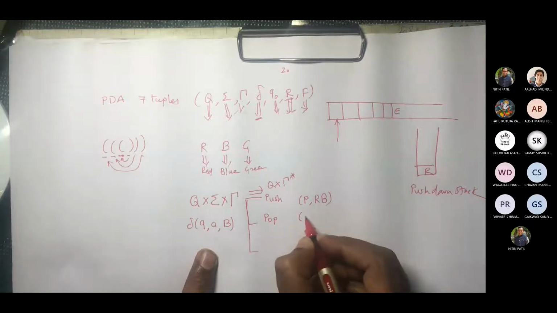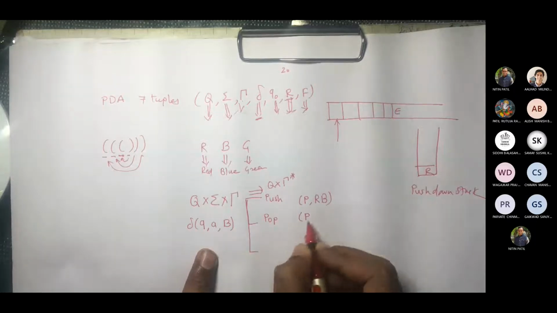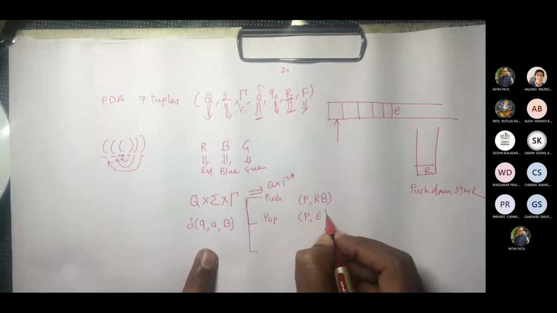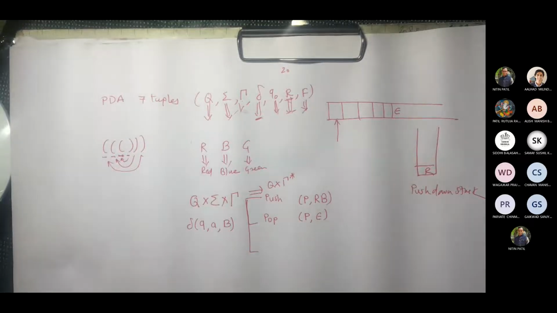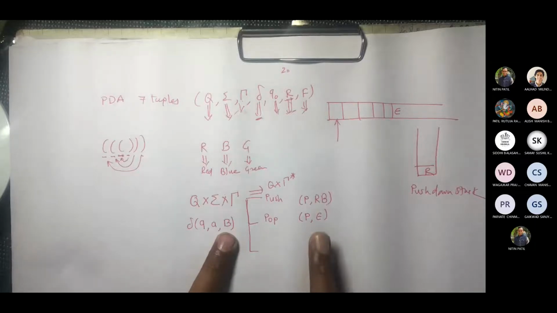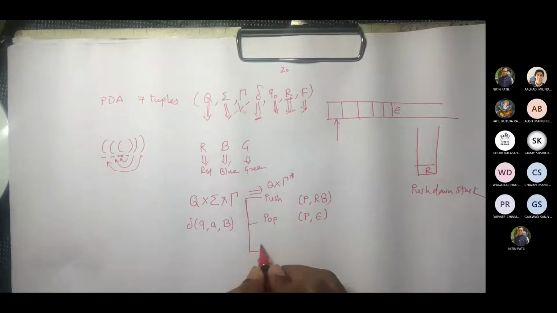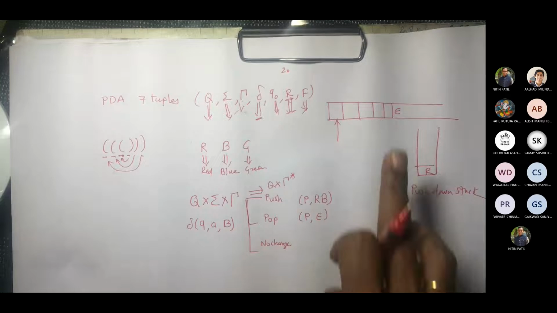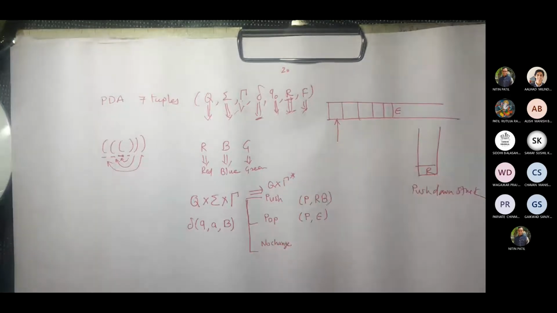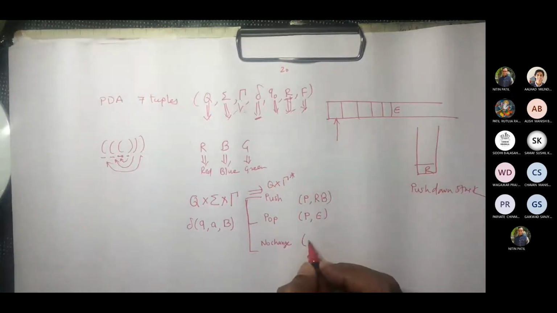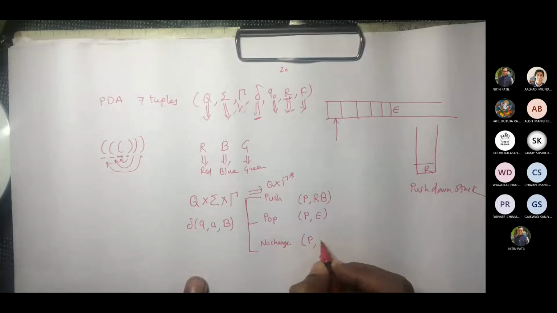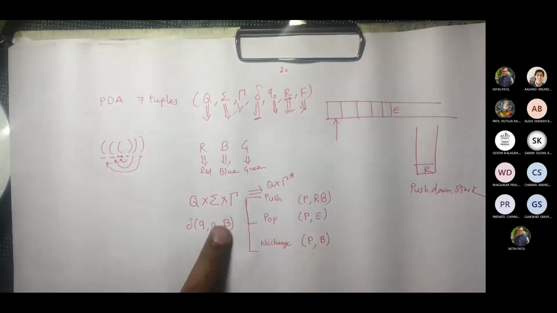If it is a pop operation, then it can enter into P and you will write epsilon here. What does epsilon mean? You saw B there at the top of the stack and you are going to remove this. So pop would be represented like this. And there would be an operation called no change, so you are skipping an element from here. It will remain in some state, it may be the same, and you are going to put this B as it is.